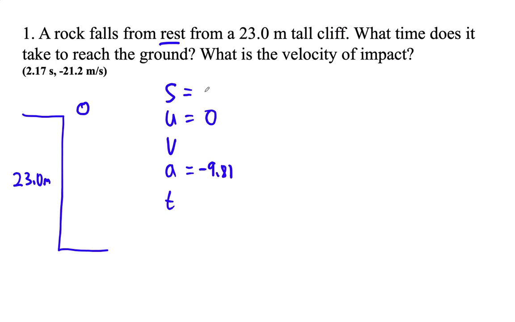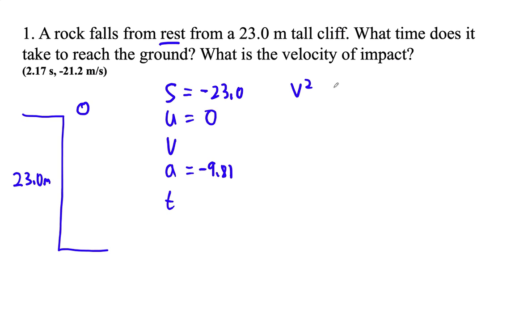And our displacement, this is the key thing here, is negative 23.0 meters. And then we want to find the velocity of impact. We want to find the time it takes to reach the ground. So let's just set this up. I think what I'll do is I'll use no t to find v.